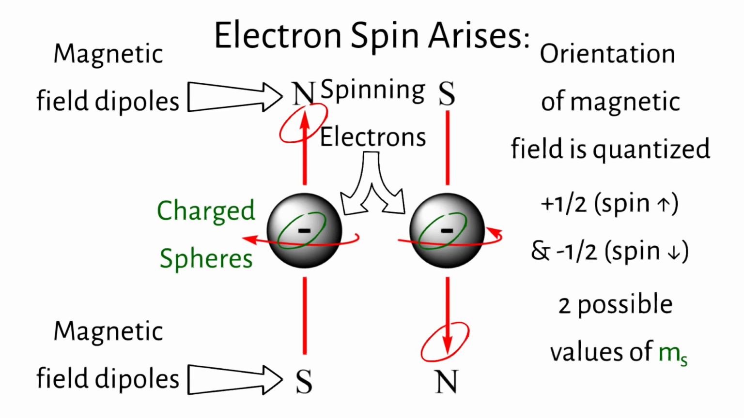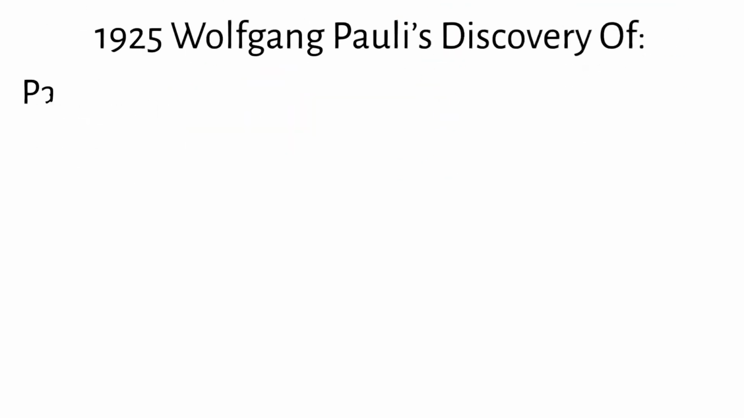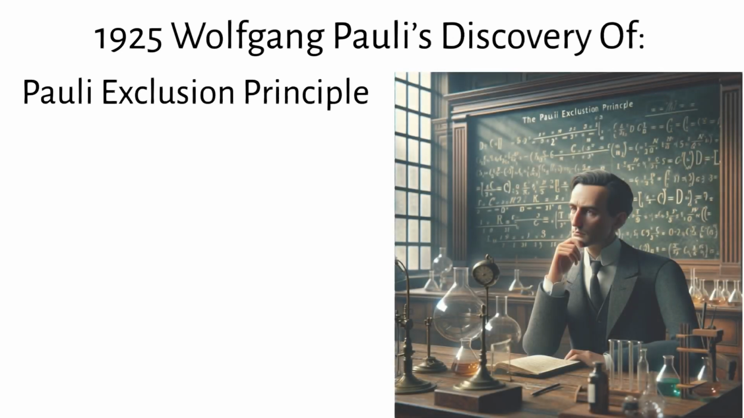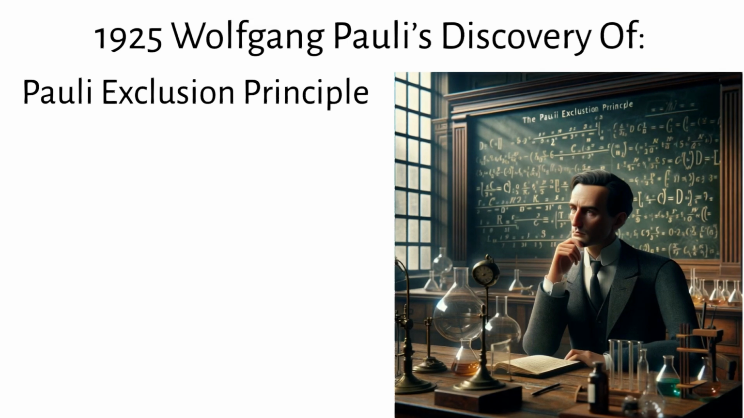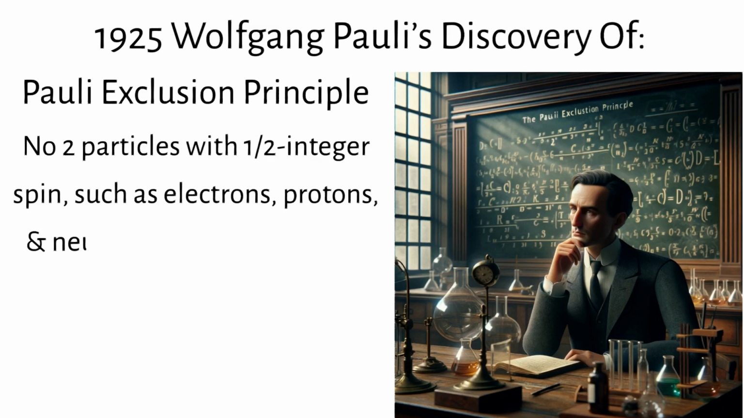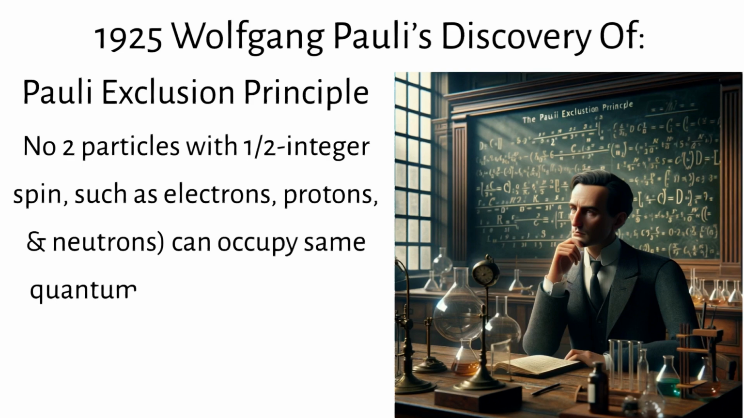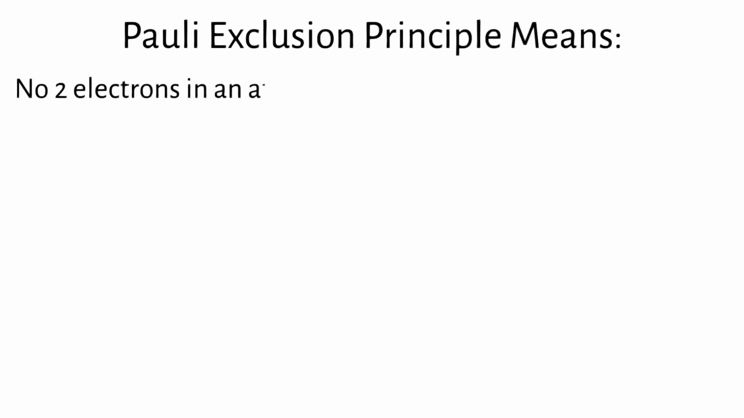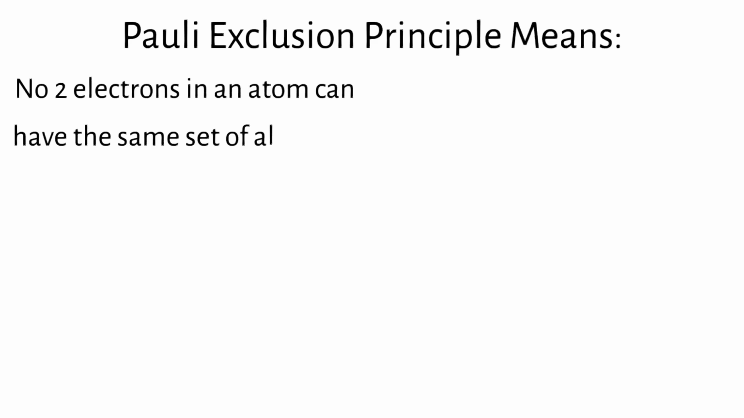In 1925, Wolfgang Pauli's discovery of the Pauli exclusion principle was the final key to physicists being able to accurately represent electrons in their respective orbitals in an electron shell. This principle states that no two fermions, particles with half-integer spin, such as electrons, protons, and neutrons, can occupy the same quantum state within a quantum system simultaneously. This means that no two electrons in an atom can have the same set of all 4 quantum numbers.